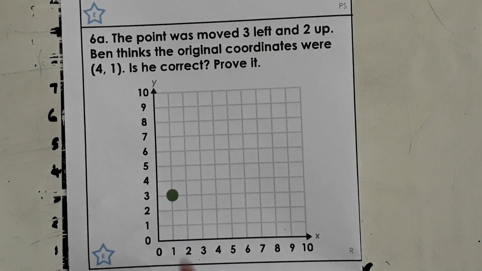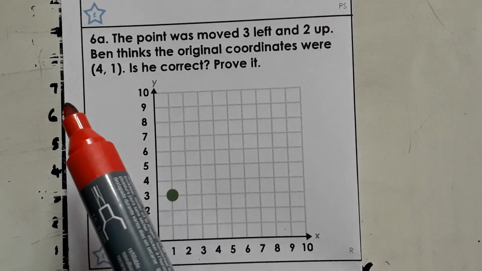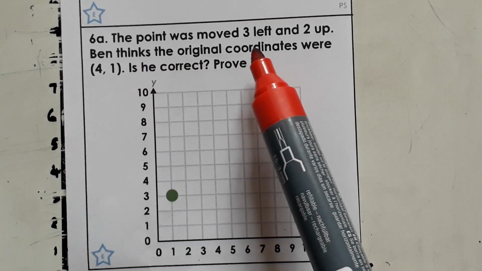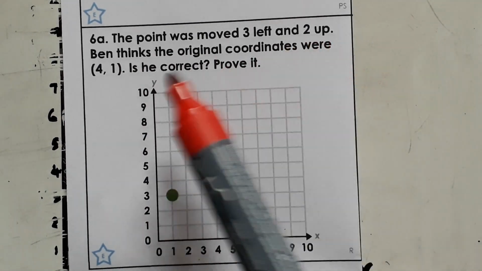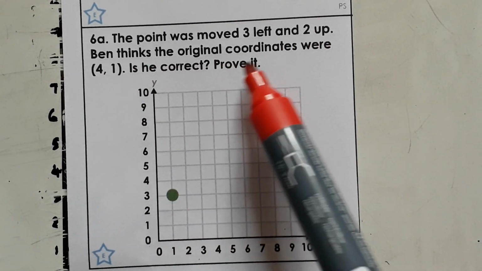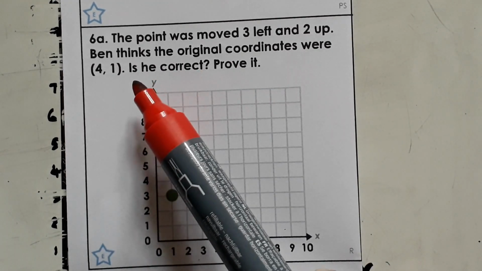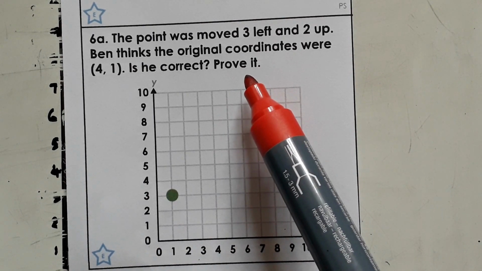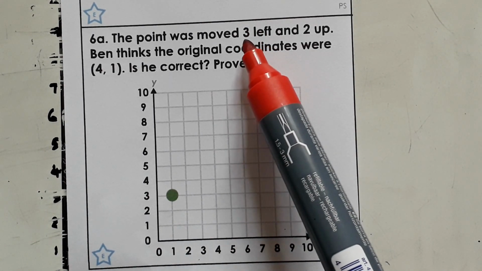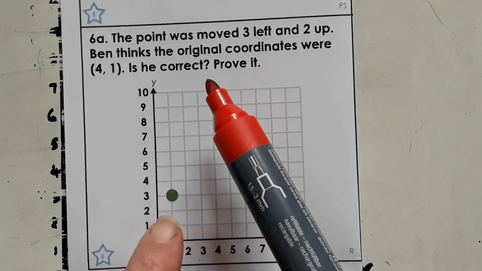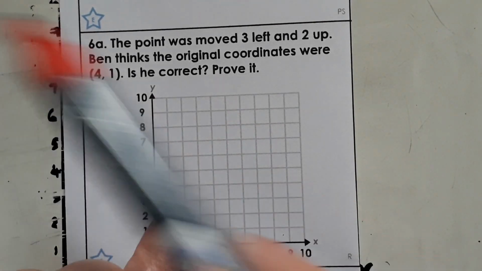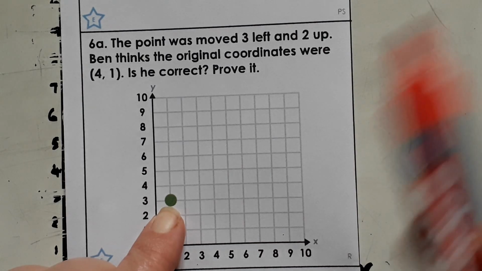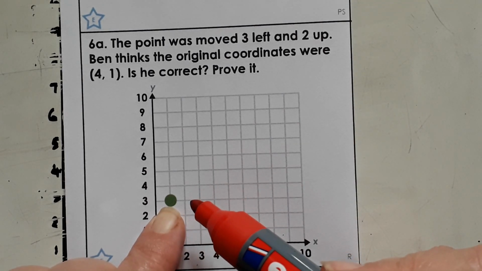And then the last question we're going to have a little look at today is this one. It says the point was moved 3 left and 2 up. Ben thinks the original coordinates were 4, 1. Is he correct? Prove it. Okay, so if it had moved 3 to the left, we've got to go the opposite way. So we're going to the right.